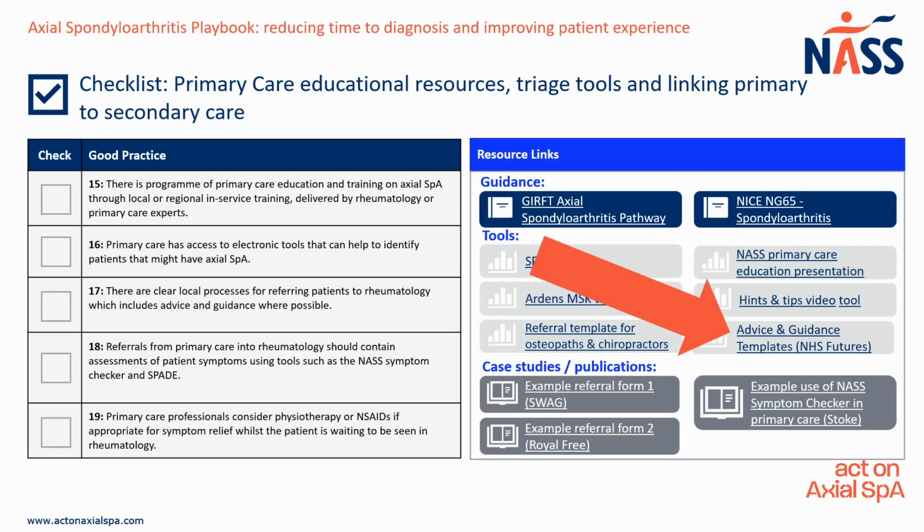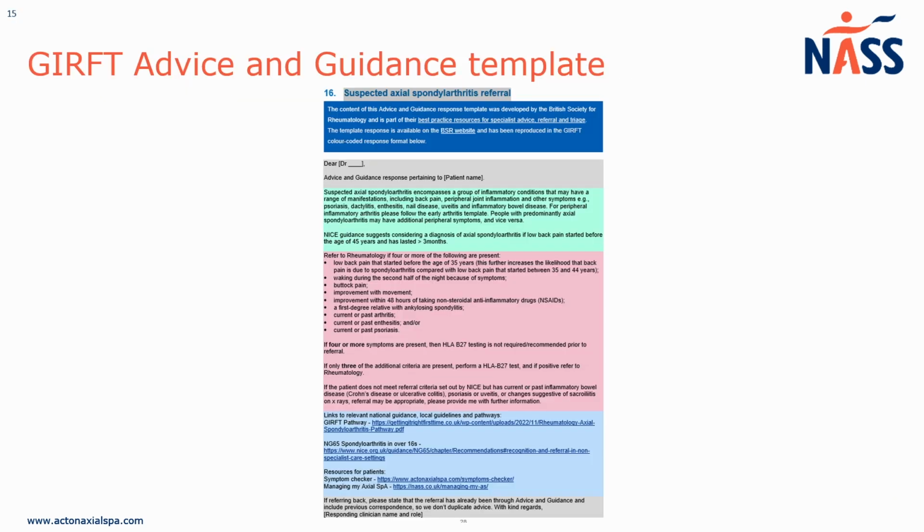For cases which are more uncertain, the Get It Right First Time team have developed an advice and guidance template, which can be accessed via this link to the NHS Futures platform and can be used to obtain information from rheumatology as to next steps. If you do not have the option of advice and guidance in your locality, then other options are establishing links with the rheumatology team to discuss the local pathway and referral requirements.